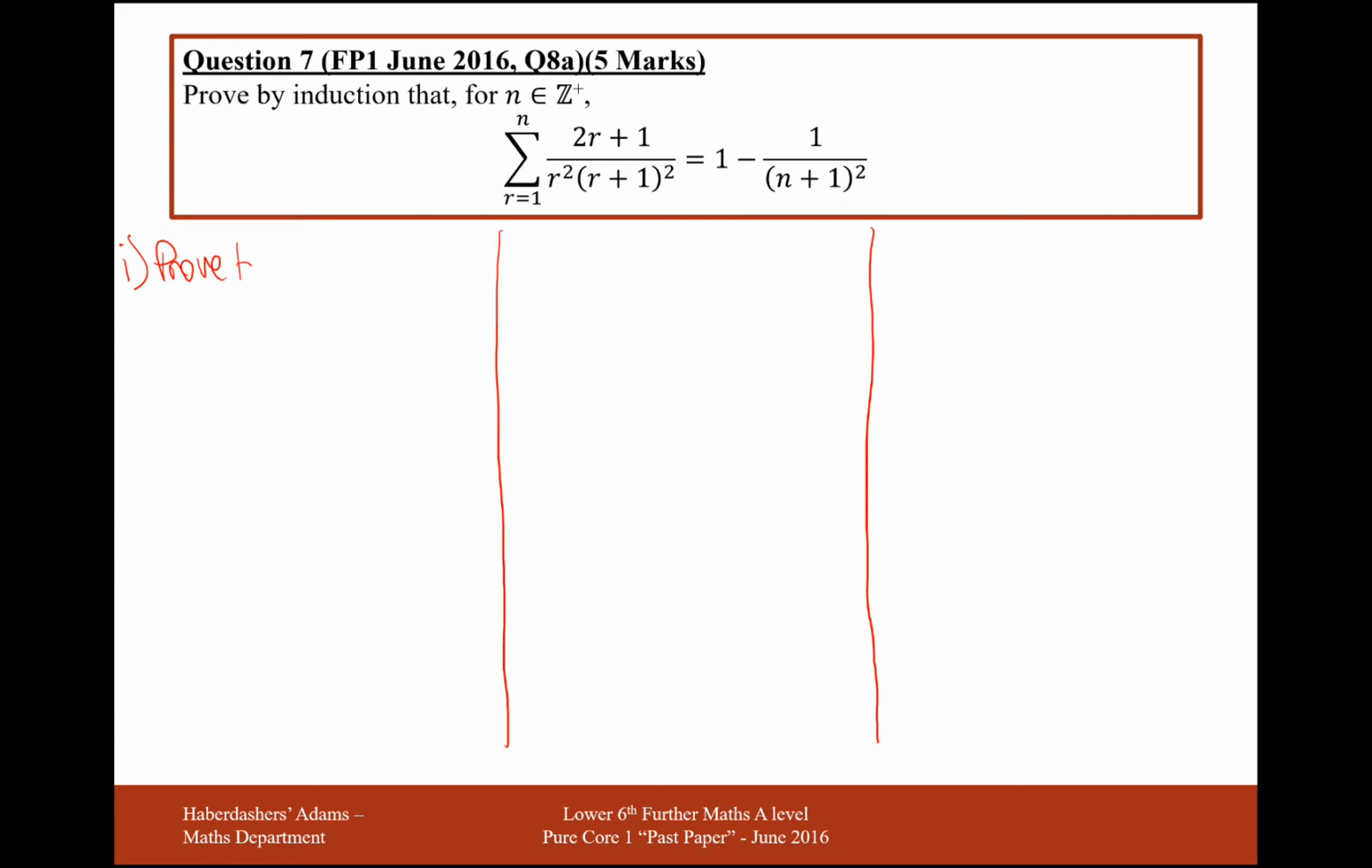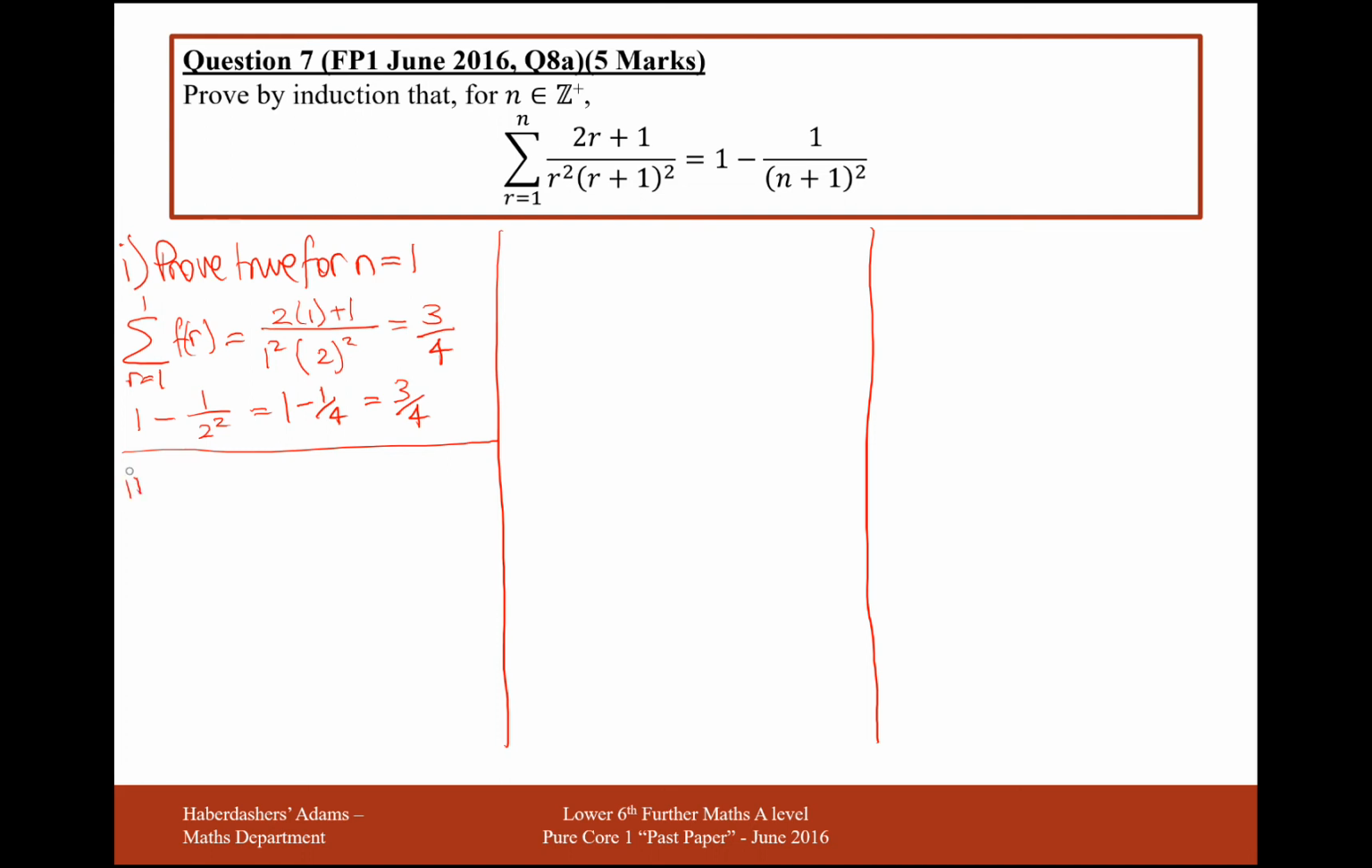Prove true for n equals 1. So the sum from 1 to 1 of this expression here is going to be 2 times 1 plus 1 over 1 squared times 2 squared. That will give us 3 over 4. And on the right hand side it's going to be 1 minus 1 over 2 squared. That's 1 minus a quarter, which is 3/4. Great, so that's proved the first part.